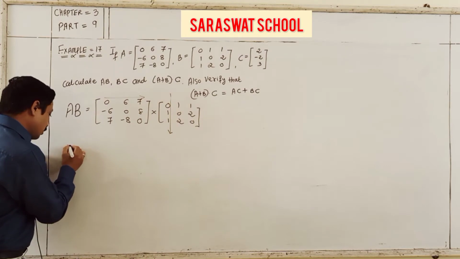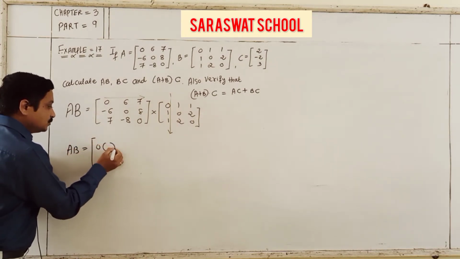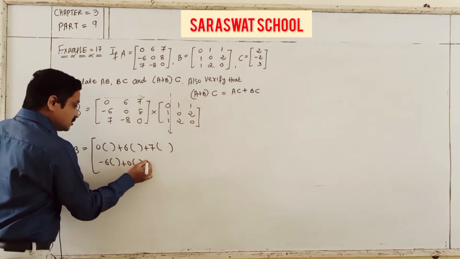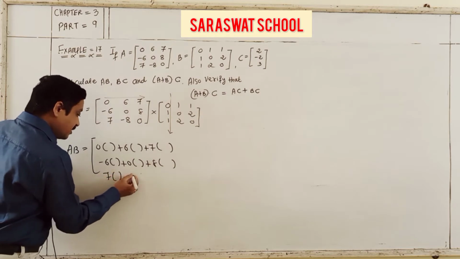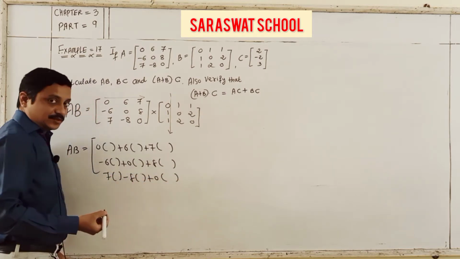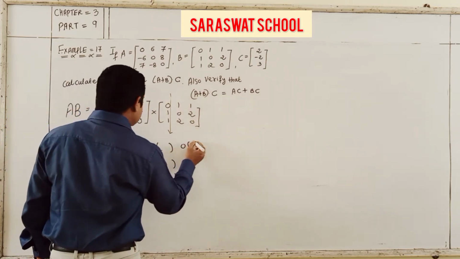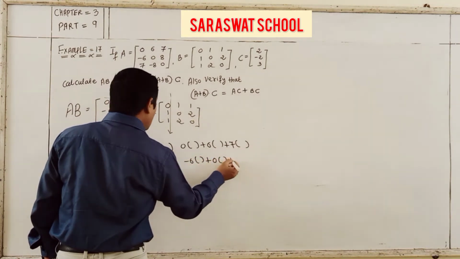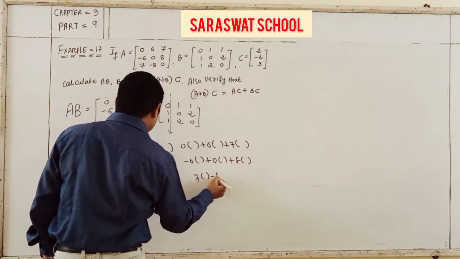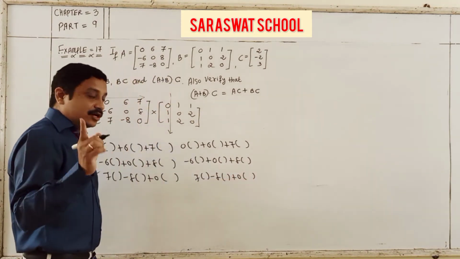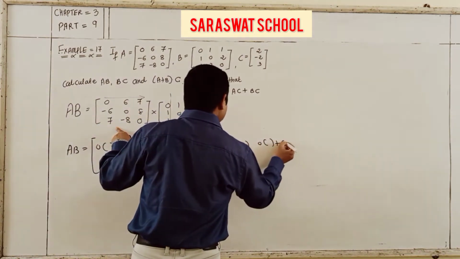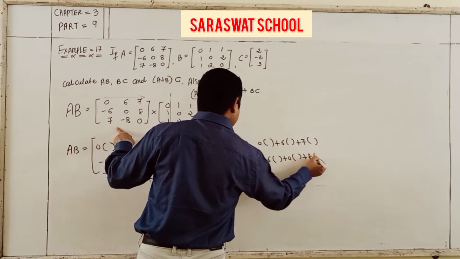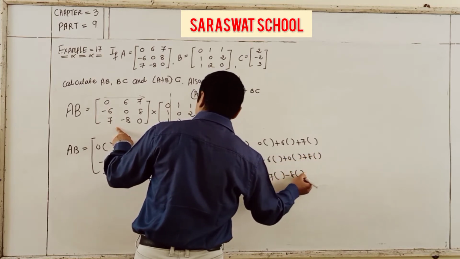So you know easily the product form between two matrices: 0, 6, 7, minus 6, 0, 8, 7, minus 8, 0. And you write down 3 times 0, 6, 7, same as minus 6, 0, 8, and the last one same as you declare. Now the third column is 0, 6, 7, continue minus 6, 0, 8 and last 7, minus 8, 0.